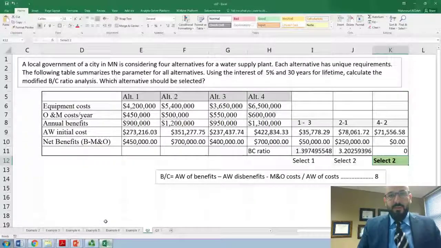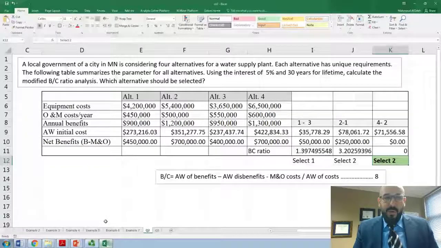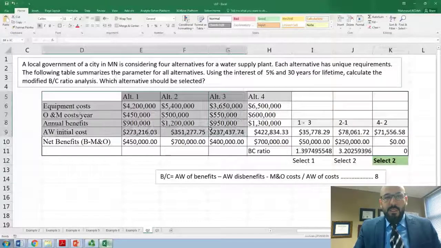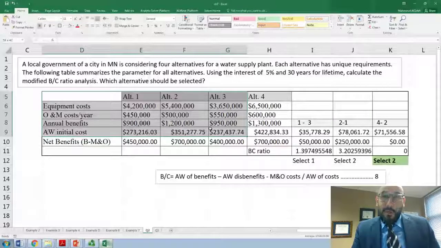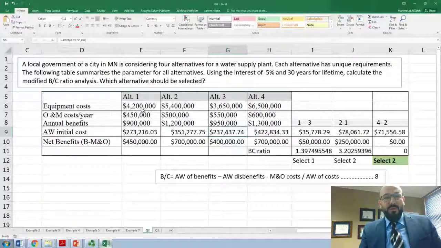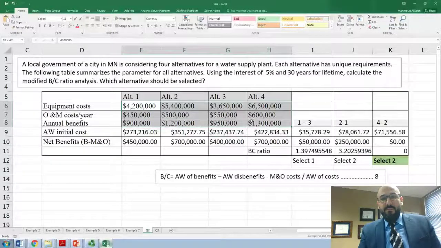Let's take an example to see how we could solve the BC ratio for this question. A local government of a city in Minnesota is considering 4 alternatives for a water supply plant. Each alternative has unique requirements. The following table, which is this table right here, summarizes the parameters for all alternatives. Using an interest rate of 5% and 30 years for lifetime, calculate the modified BC ratio analysis and determine which alternative we should select. First thing we do is to list the parameters that are given.